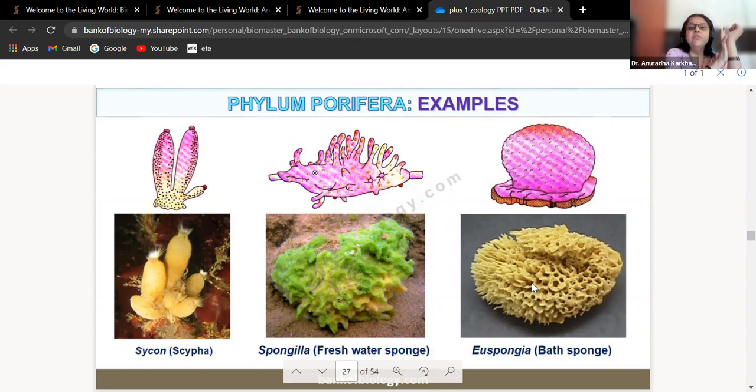Euspongia. So, three examples of porifera that you have to write down. Cycon, Spongilla, Euspongia. All three are examples of porifera. Any difficulty? Come on, go through it quickly. Write down the examples, otherwise you will forget it later on. And I want you all to write it five times. Like I told you for the plant kingdom, the same thing goes.